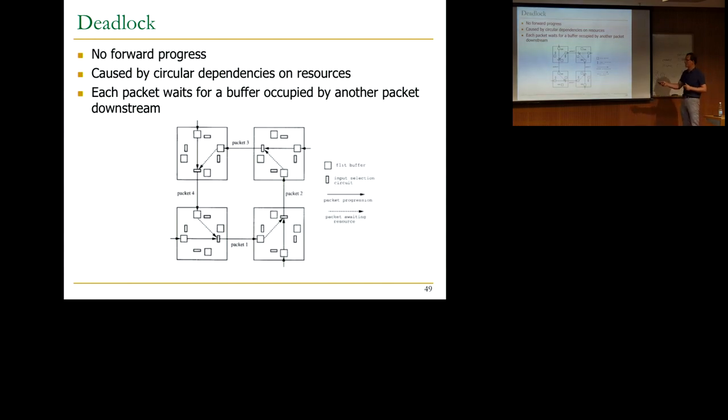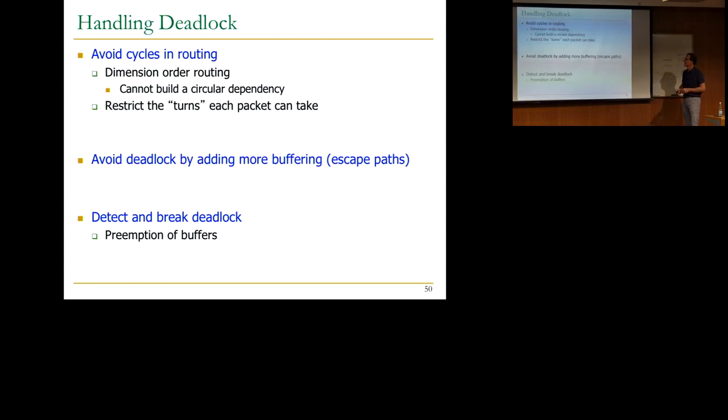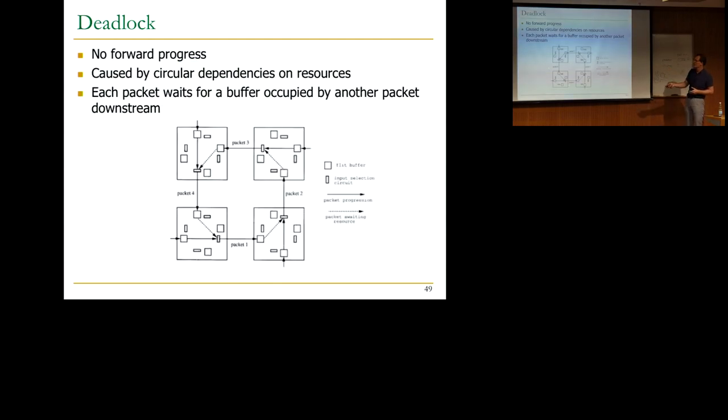And this doesn't happen in XY routing because, first of all, XY routing says you go X and then Y. So you cannot go Y and then X, as you can see. So by definition, you cannot have this sort of waiting for resources. You cannot have the circular dependency. So how do you get rid of deadlock? Basically, one way is avoiding cycles in routing. And this is happening over here because we didn't avoid the cycles in routing. If we had XY routing, some packets wouldn't be going this way.